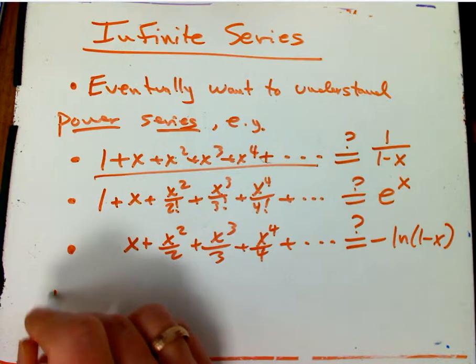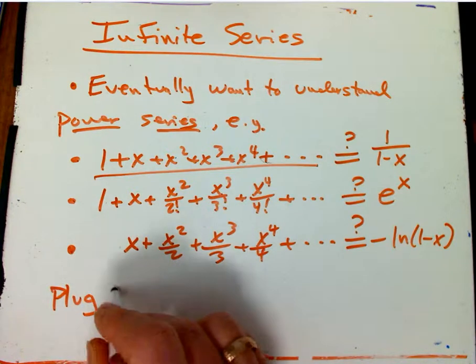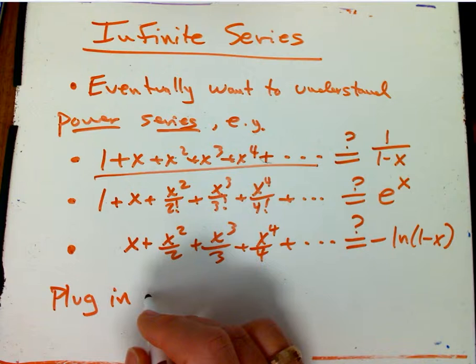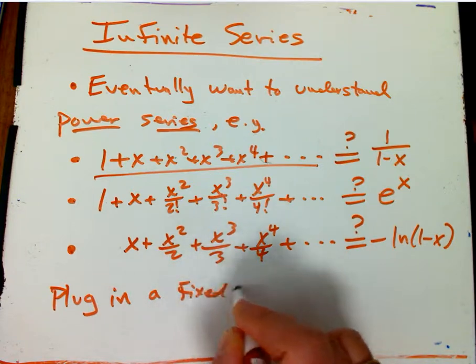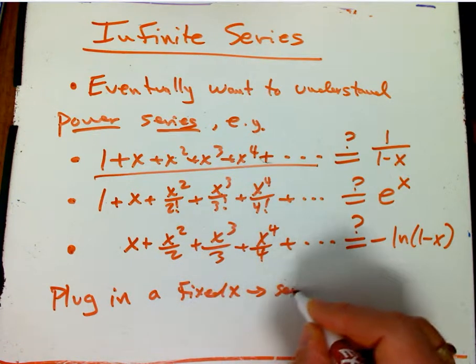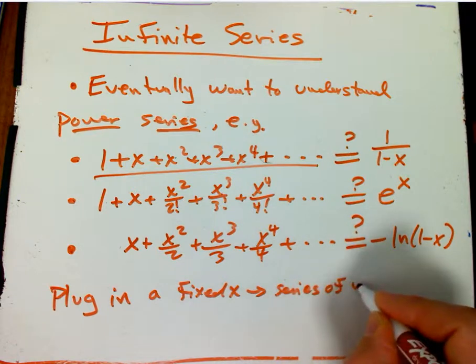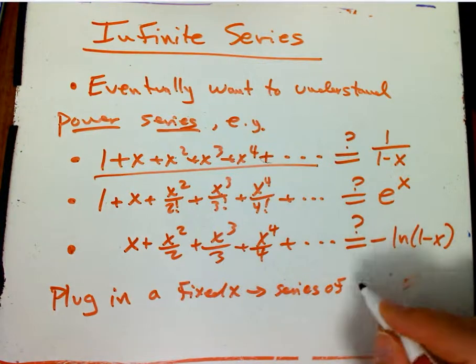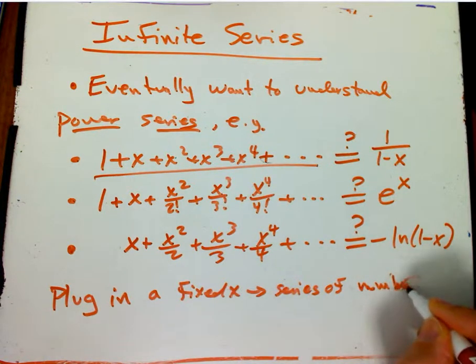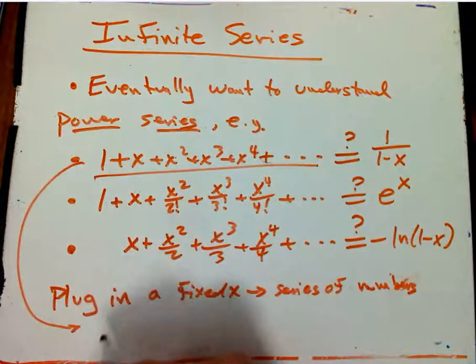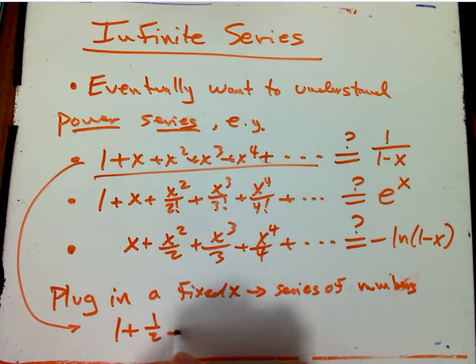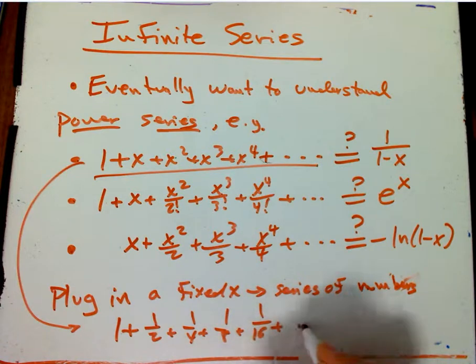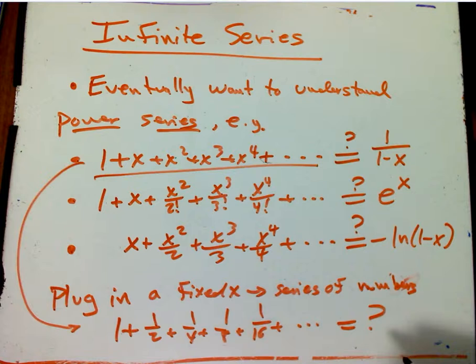So in particular, if I plug in a fixed x, we get a series of numbers, some sort of infinite sum. No variable anymore. So for example, we could do x equals 1/2 in this first one: 1 plus 1/2 plus 1/4 plus 1/8. That's a really famous one. Does that have a sum? It sure does. We'll talk about that in a minute.